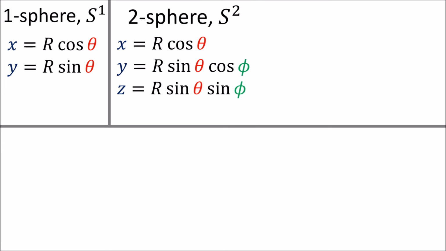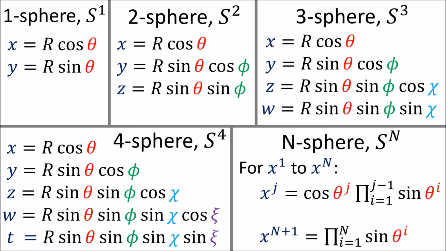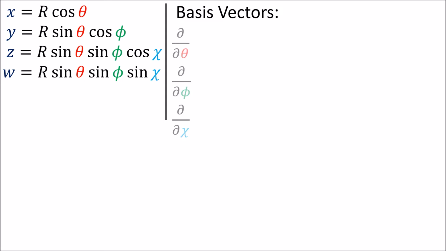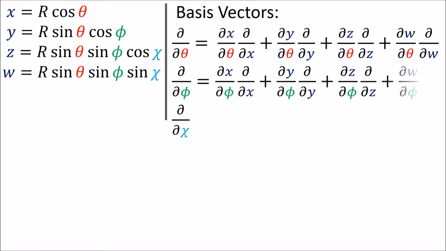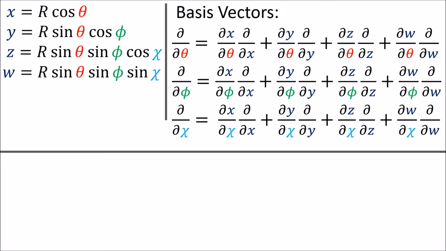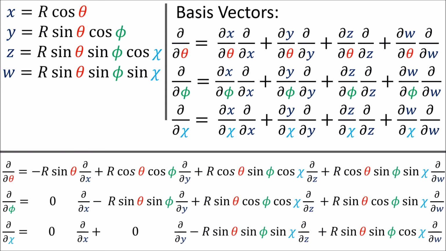And we can always follow a similar pattern to get the parameterization for that dimension. But our spatial universe is three-dimensional, so we're just interested in the three-sphere. Recall that the basis vectors for our coordinate system are just the partial derivatives with respect to the coordinate variables. We can write these basis vectors in terms of the x, y, z, w basis vectors using the multivariable chain rule. And if we work through all these partial derivatives, we get these formulas for the basis vectors.